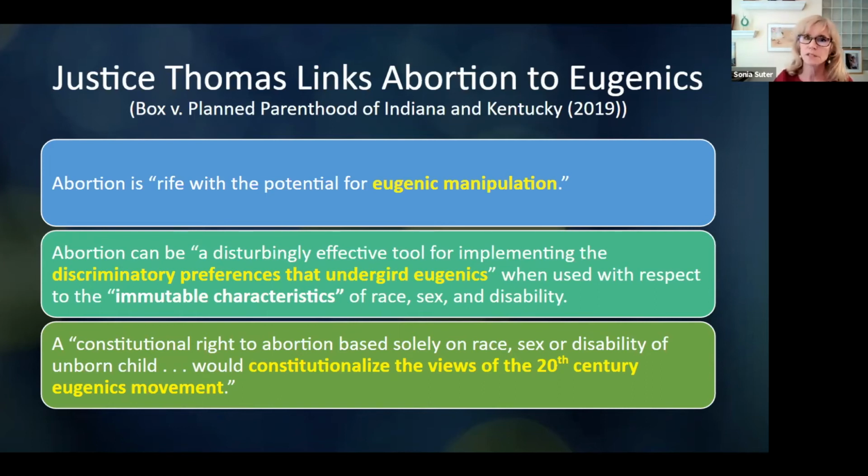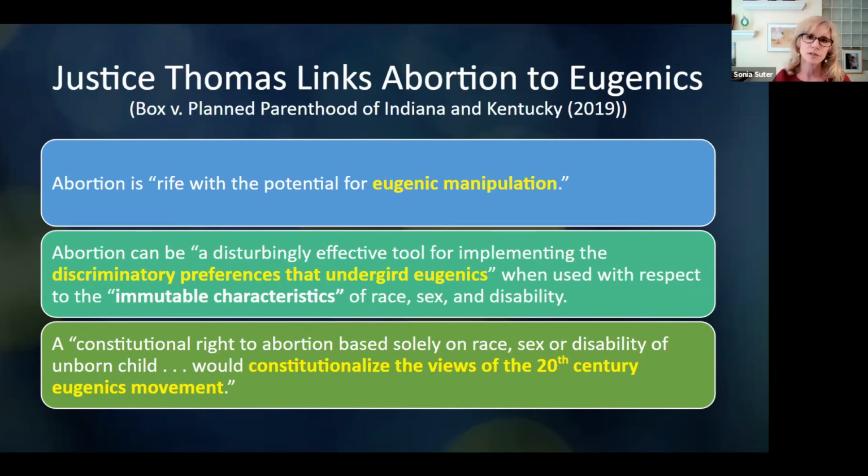And the main purpose of his opinion was to connect the horrors of the eugenics movement with reason-based abortions. And so he spends much of his opinion linking abortion to eugenics, describing abortion as rife with the potential for eugenic manipulation, as implementing the discriminatory preferences that undergird eugenics by focusing on immutable characteristics and pointing to high abortion rates with respect to Down syndrome in countries like Iceland and even the United States.